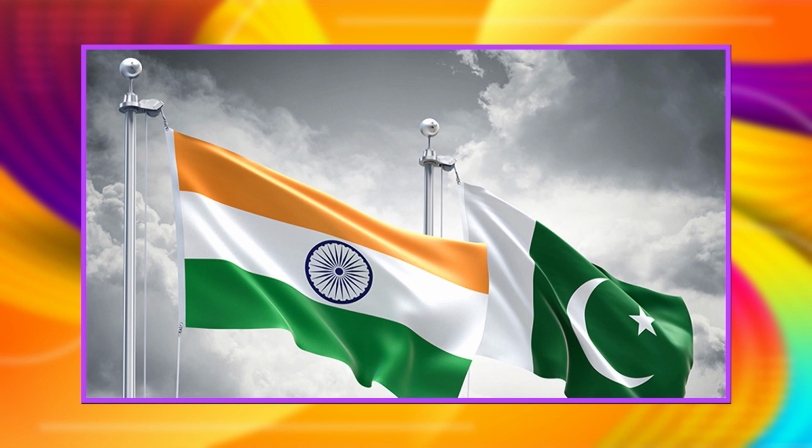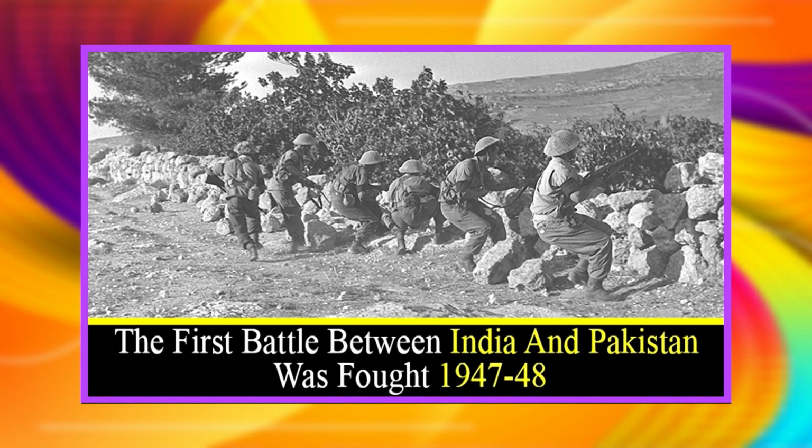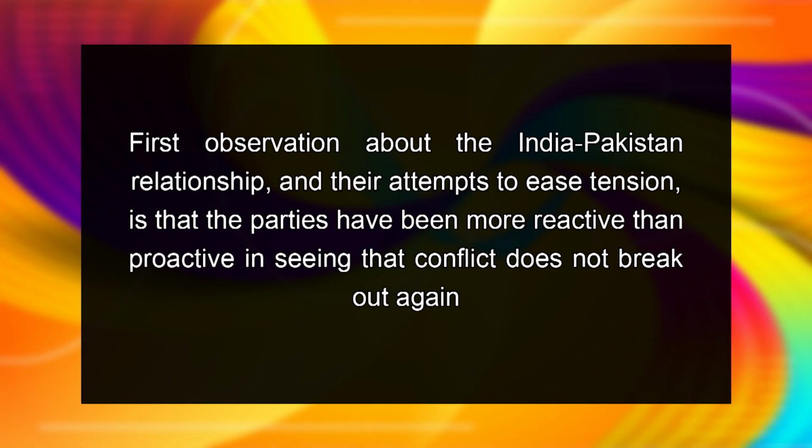India and Pakistan have developed CBM-like structures and agreements since the countries' independence. Most of the CBMs now in place were prompted by the wars in 1947-48, 1965 and 1971, and by periods of high tension associated with military exercises conducted between 1986 and 1991. The first observation about the India-Pakistan relationship and their attempts to ease tension is that the parties have been more reactive than proactive in seeing that conflict does not break out again. A lesson is that CBMs cannot be forced upon parties that are still infused with such raw emotion and mistrust.